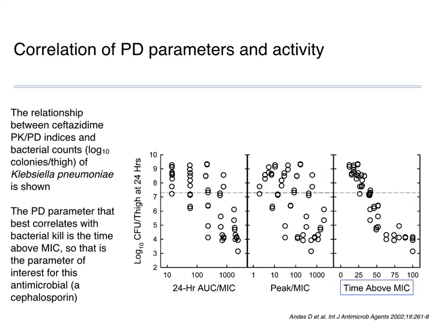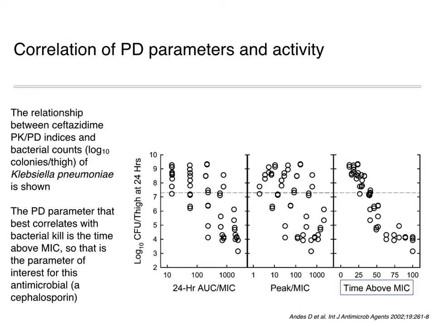So here is an example. This is answering that first part of the equation. So what is the PK/PD parameter that matters? And so this is one of those mouse thigh models. So on the y-axis here you have, on a logarithmic scale, the number of colony-forming units, or CFU, or basically bacterial colonies per thigh of the mouse after 24 hours of therapy.